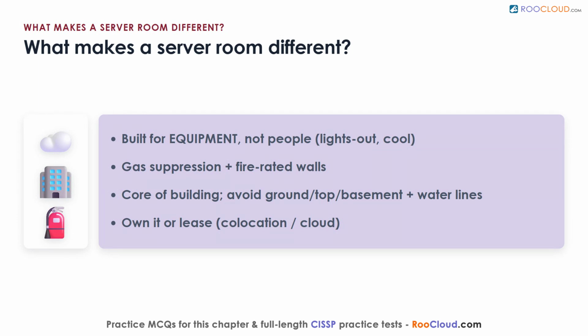Place it at the core of the building, and avoid the ground floor, top floor, and basement, along with anywhere near water, gas, or sewage lines that could leak or flood. Some organizations run their own room, while others lease space from a colocation or cloud provider in single-tenant or shared arrangements. Either way, physical access is managed with layered technical controls, from smart cards and proximity readers to biometrics and intrusion detection tuned for people, not packets.